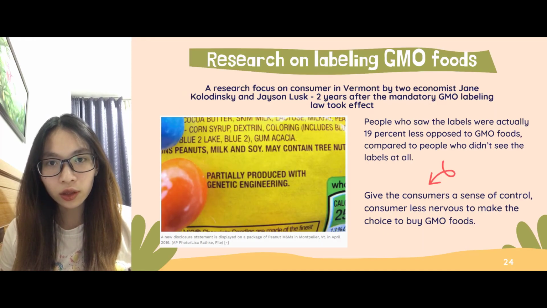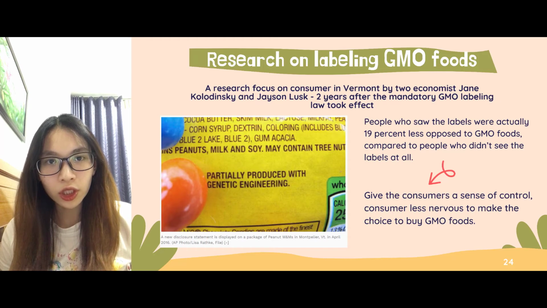A study on consumers by two economists, James Kolodinsky and Jason Lusk, in the US, two years after the mandatory labeling law took effect, has shown that by labeling GMO food, it actually improved consumer attitude toward GMO products. So the people who saw the label had a 19% reduction in opposition to GMO food compared to people who didn't see the label at all.